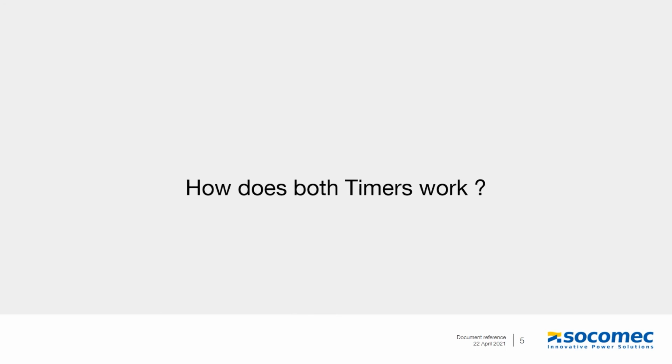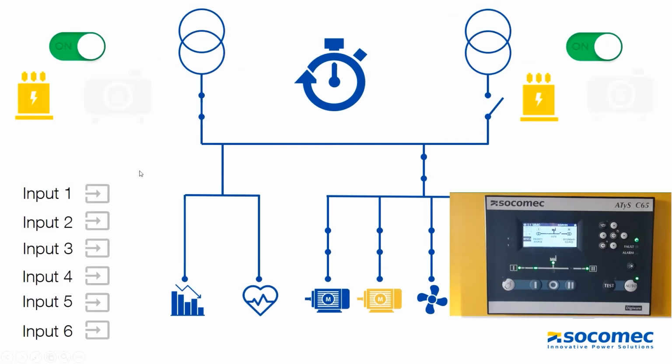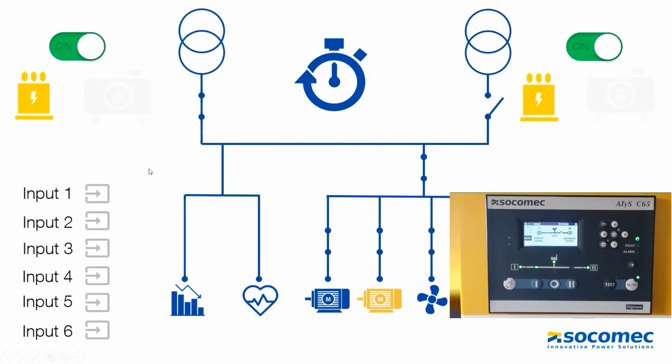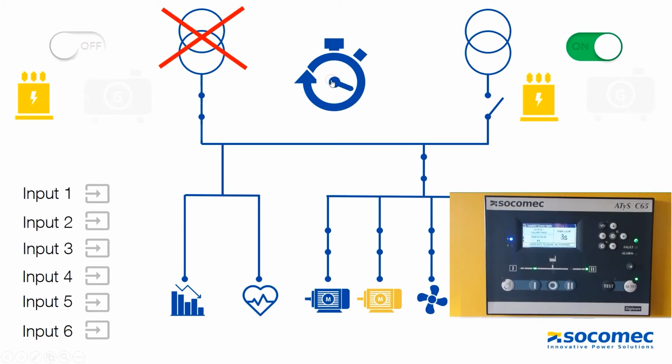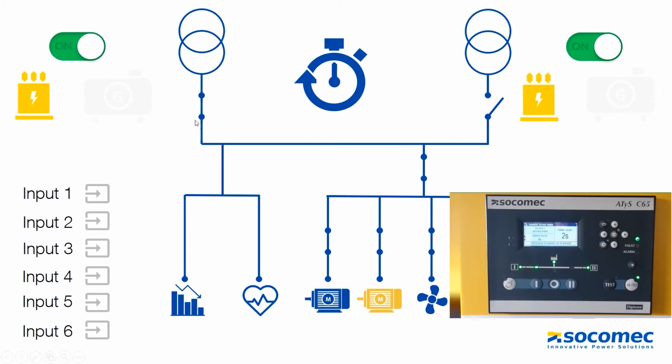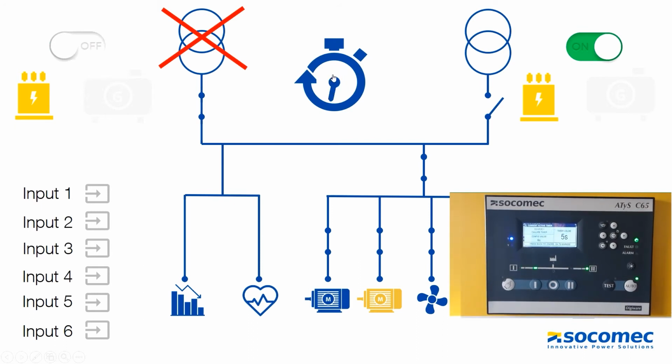So how do both timers work? Let's say your ATSE is connected to your priority power supply. From the moment your priority source is considered not available by your product, the integrated controller starts the fail timer count of your priority source. If your priority source comes back online before the fail timer ends, the ATSE will stay in position. However, if the priority source doesn't come back after the fail timer has finished counting, the ATSE will then decide to transfer to a secondary power source.